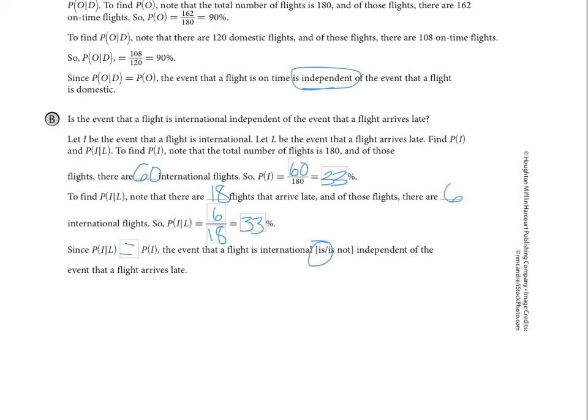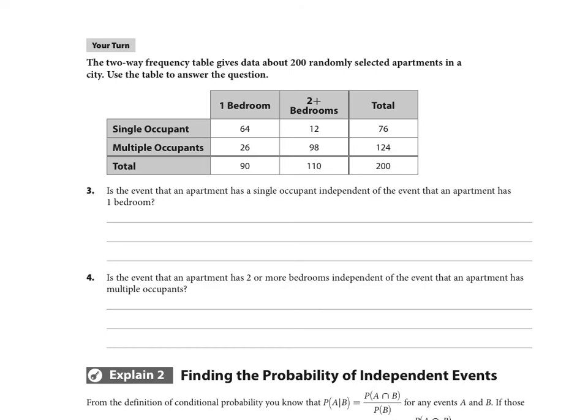So on the next page, I would like you guys to do the Your Turns here with a new two-way frequency table talking about whether an apartment is one bedroom or two or more bedrooms, and whether it is single occupant or multiple occupants. Please make sure that you take a look at numbers 3 and 4 here, the events that are given in those, and see what you guys can come up with, whether those events are independent or not.